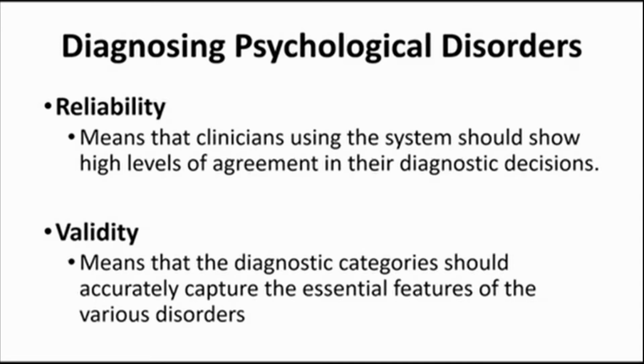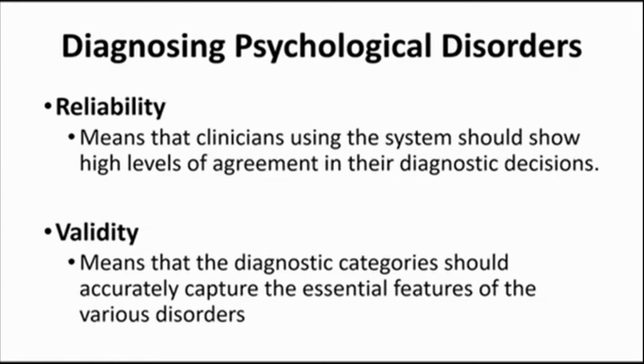When we're talking about reliability, this means that different clinicians using the system should all show high levels of agreement in their diagnostic decisions. Basically, we're saying that the system should be based on things that we can observe, things that we could track and view to try and figure out the diagnosis, and that we should try and not rely on subjective judgments. So if we're relying on things that are observable, and we rely less on the opinions of clinicians, then we should have a lot more agreement between different clinicians using that same diagnostic classification. So if we want something that's reliable, we want to make sure that we're getting lots of consistency between people, lots of agreement between people.